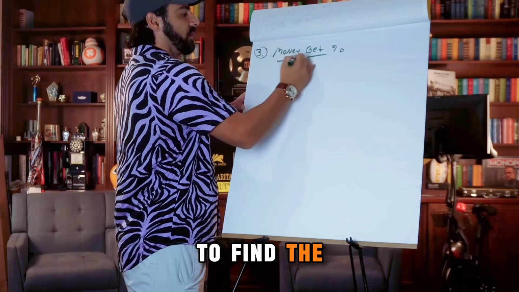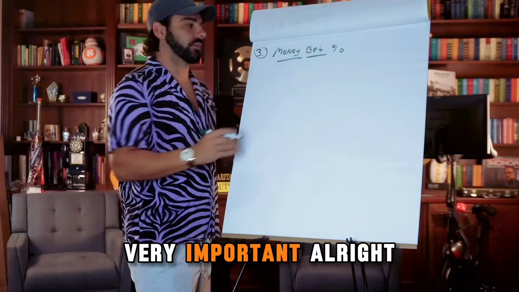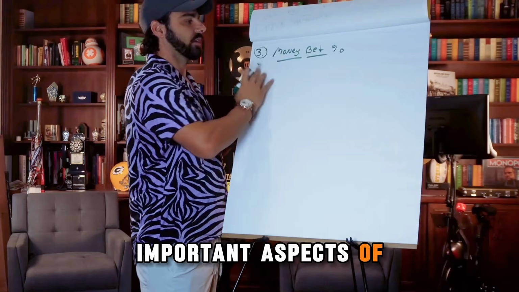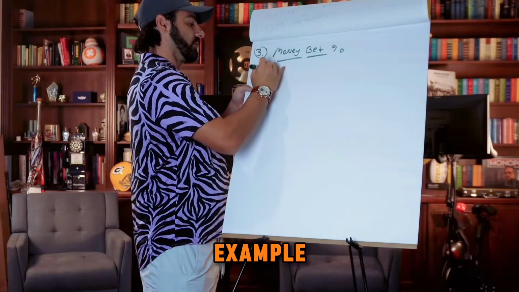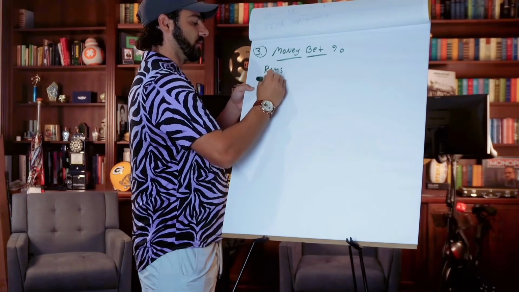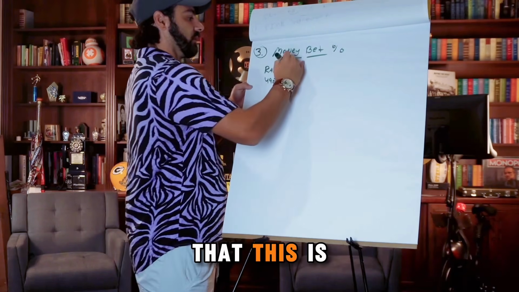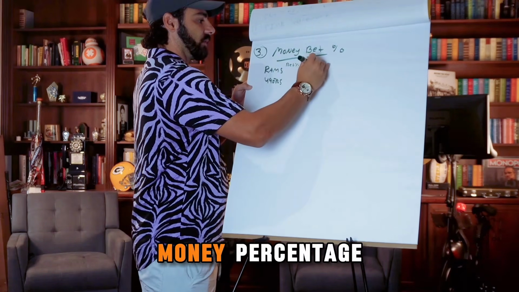But you need to find the money and bet percentage because it's very, very important, all right? This is one of the most important aspects of the process. So, again, what that means is, let's go ahead and take, for example, the Rams 49ers. All right, let's say that this is the bet percentage, this is the money percentage.